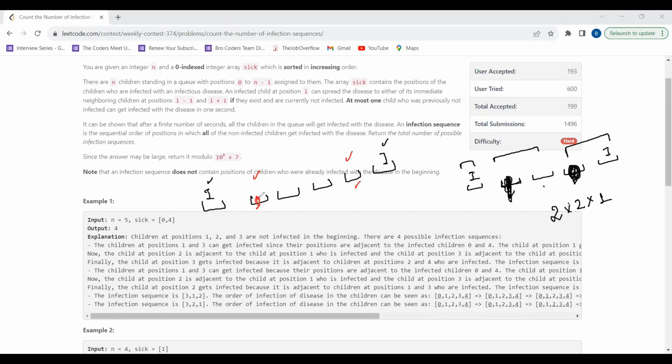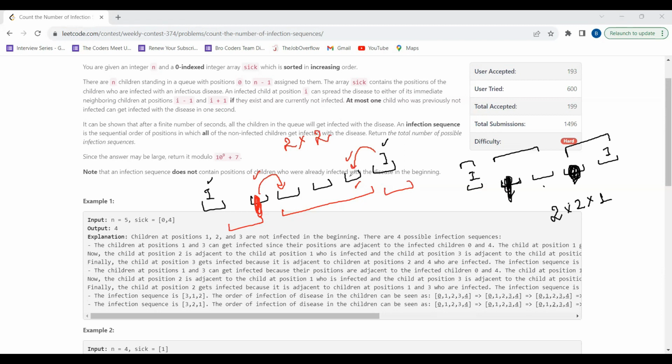So suppose this person gets infected. Now we have 3 uninfected people, right? Now for the next time, for the infection to spread, how many options do we have? These two are infected, this is infected. So next, this person can get infected or this person can get infected. We again have two options.